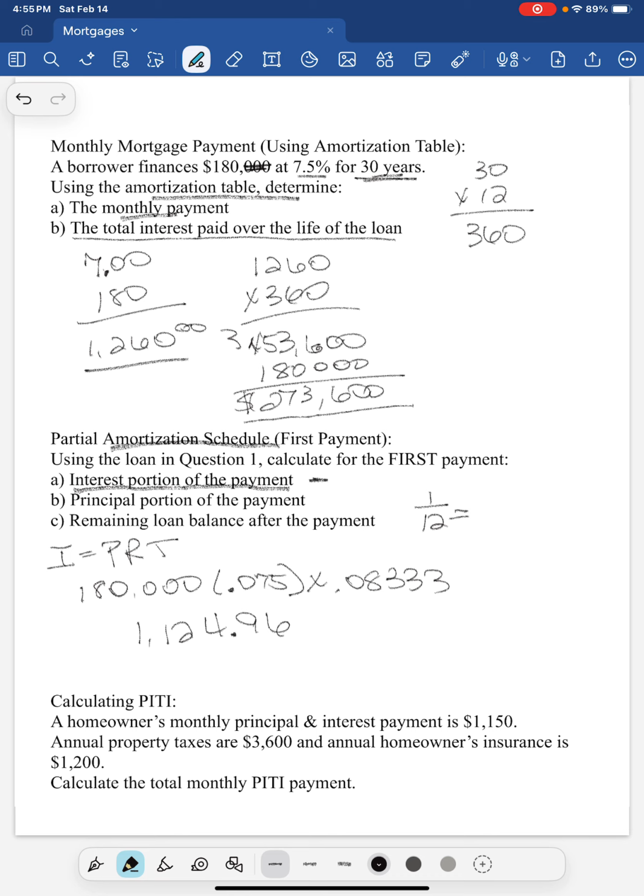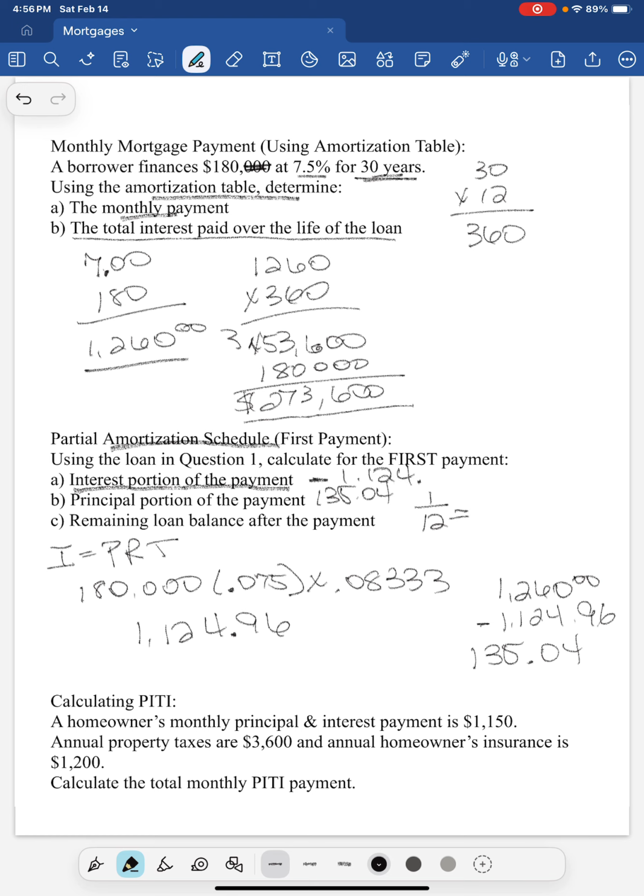When you first start paying off a large loan, most of the payment goes to interest. So how much is the principal part of the payment? Well, we just take the total payment and subtract the interest from it. And we see if we do 1,260 minus 1,124.96, then a whopping $135.04 went on the principal, came actually off what you owe. Okay? Yeah, I'm telling you.